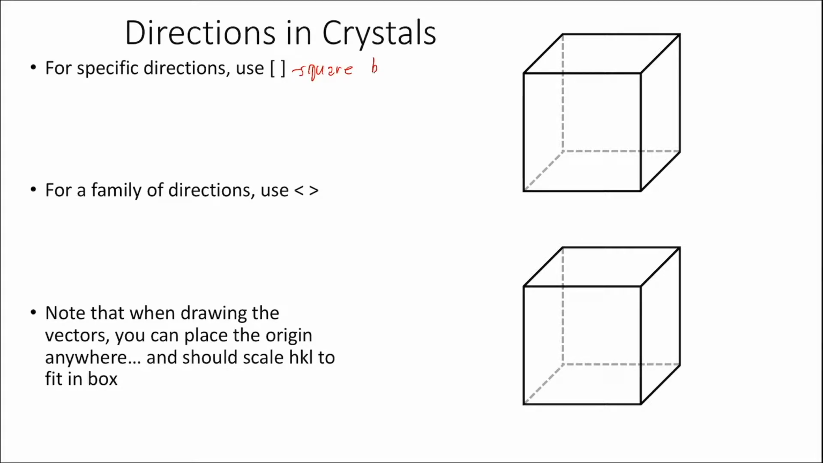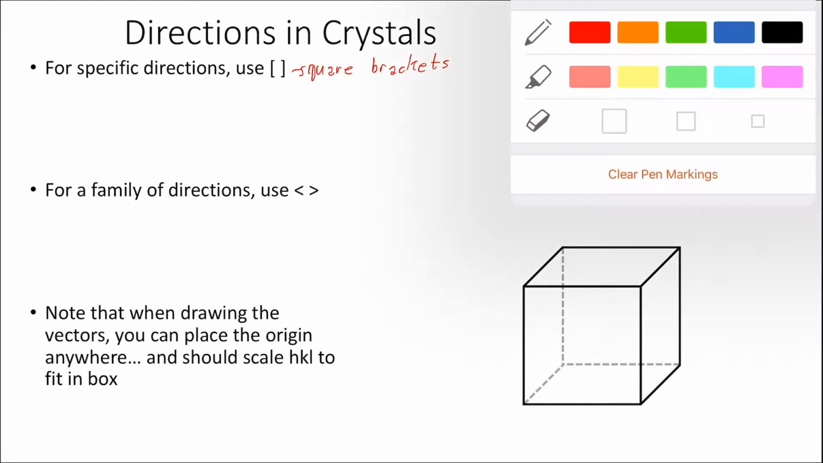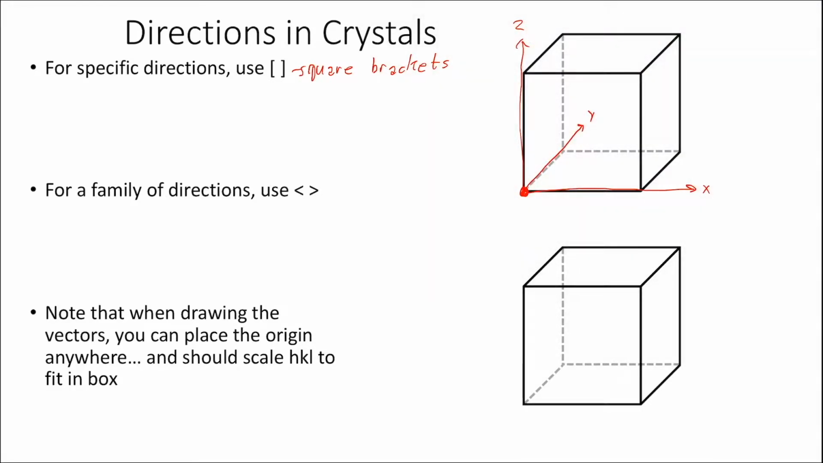These square brackets tell us we're going to go in one particular direction, and that particular direction is basically defined by where we choose to place the origin. So I'm going to start off here by placing the origin in the bottom right. This is going to be my x direction, my y, and the z going up here. Let's first start off with an example of the 1, 0, 0 direction.